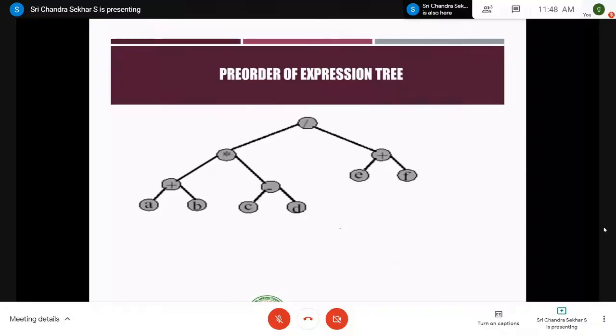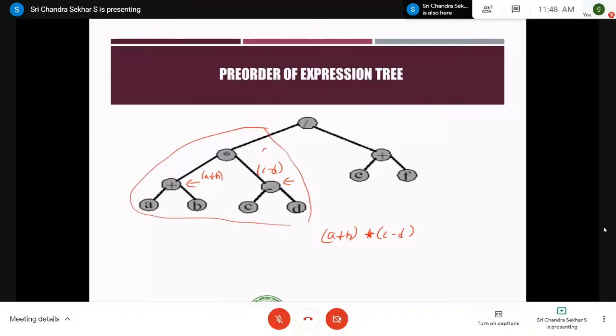Let me give the expression, that is a plus b, this one, and this is c minus d, which is connected with star, where a plus b is the left child and c minus d is the right child. Therefore it is a plus b star c minus d, and the right subtree is just e plus f, and these both things are connected by division. Therefore it is e plus f, right.